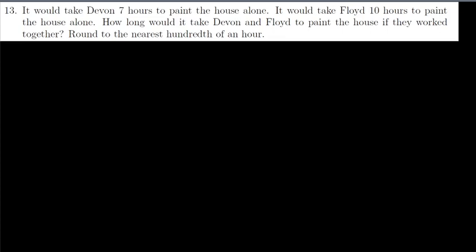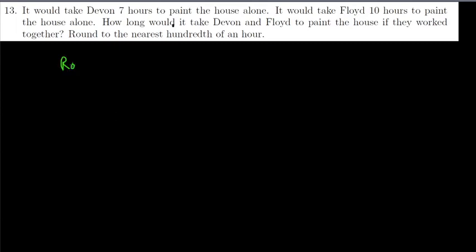All right, number 13. It would take Devin 7 hours to paint the house alone. It would take Floyd 10 hours to paint the house alone. How long would it take Devin and Floyd to paint the house if they worked together? So this is a more reasonable problem. And we want to round the answer to the nearest hundredth of an hour, which is a weird unit. We can also convert to minutes or seconds, but this should make it a little bit easier. Whereas number 12 was kind of a hard problem, this one should not be that bad. But it's the same idea.